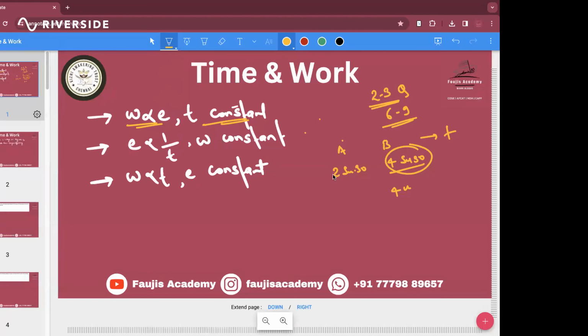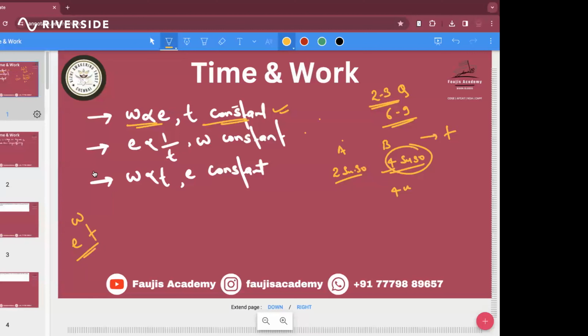So work is directly proportional to the efficiency. A is able to do only two work and B is able to do four work. So that was the first point I wanted to mention. You guys basically need to understand the relationship between work, efficiency, and time.